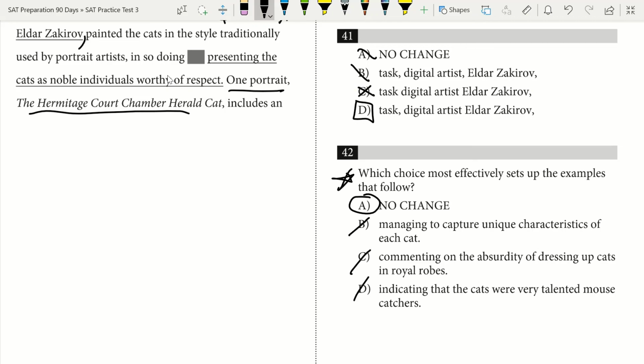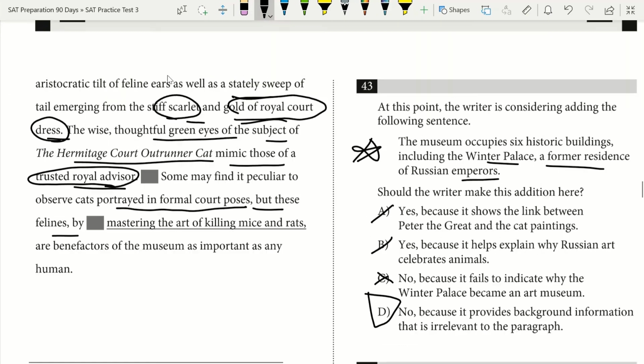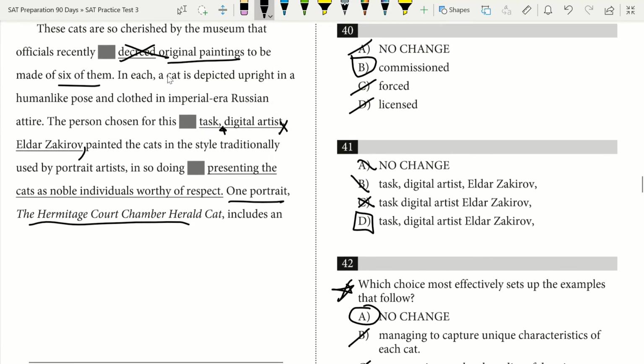All right, so at that point, it looks like we've answered all of them. I'll just quick double check and make sure. So it looks like that took me right around 27 minutes.